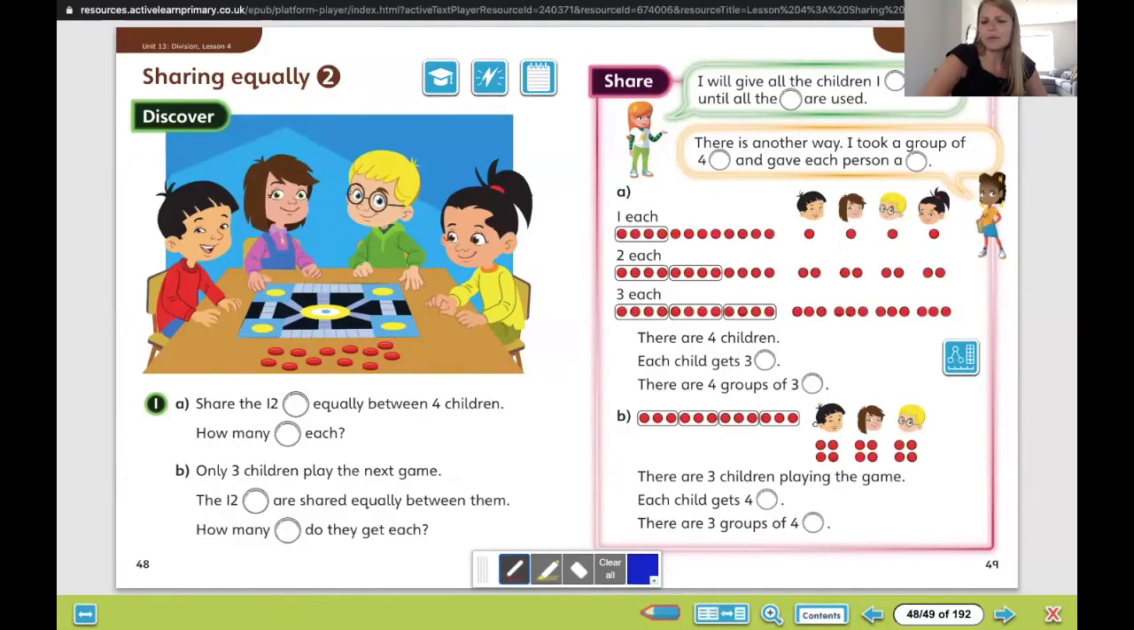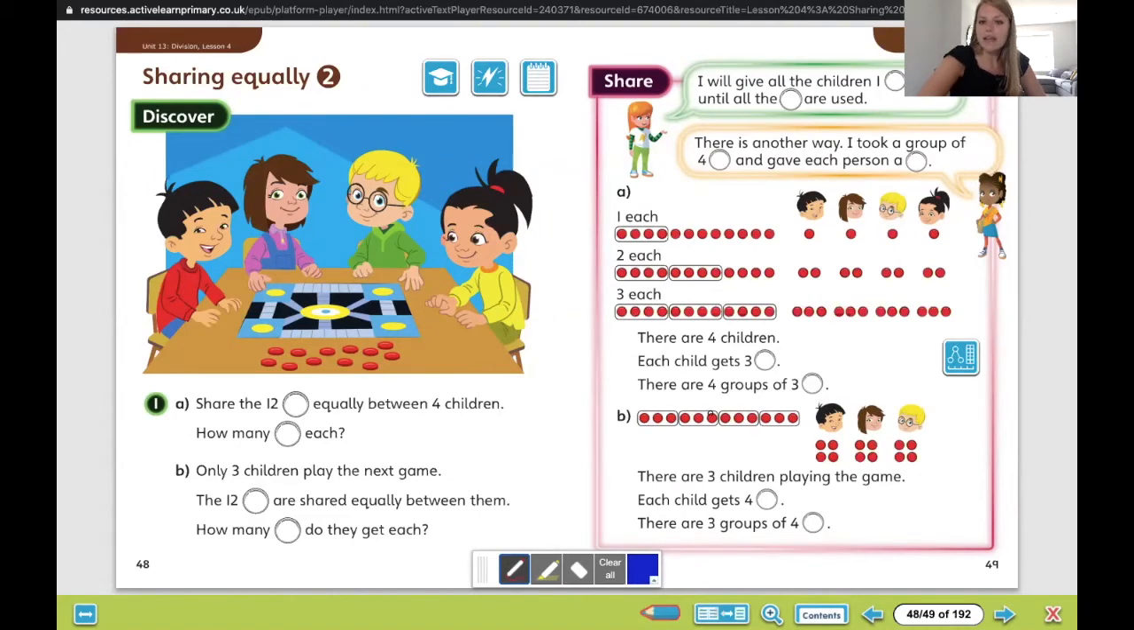So why is it that we're doing a group of 3? It's because there are 1, 2, 3 children. So if we look at just this group here, the first counter would be for the little boy. The second counter in that group would be for the little girl. And the third counter in that group would be for the little boy.